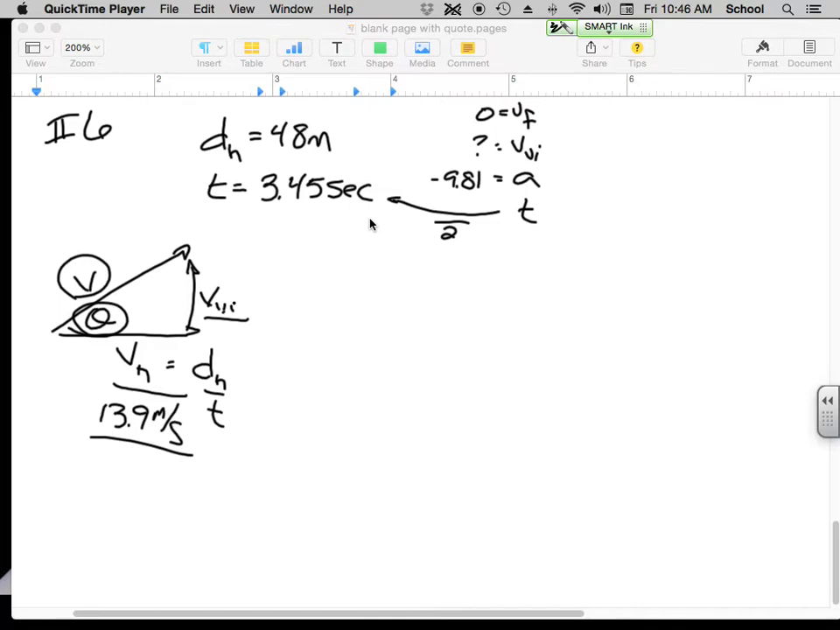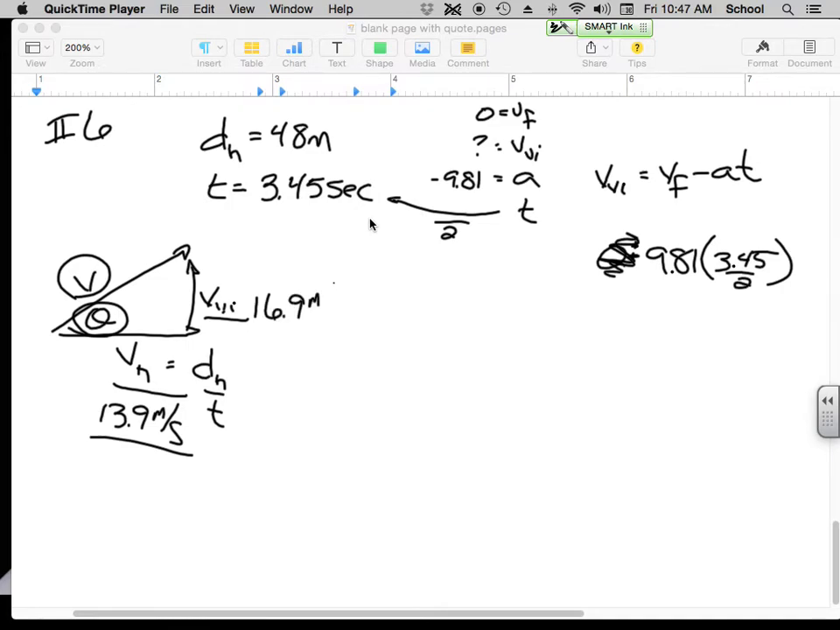So we've got that. So then we say, well, what has these equations in it? And clearly that would be the VVI is equal to VF minus AT, our original acceleration equation solved for VI. It would look like that. So we're going to have 0 minus negative 9.81. So those will cancel, times the time of 3.45 over 2. Does that make sense? Is that plus or minus? Well, this was 0 minus negative 9.81, so this minus and this negative cancel. So basically, we just get 9.81 times 3.45 divided by 2, because we only want half that time. We found that we kicked it upward at 16.9 meters per second.